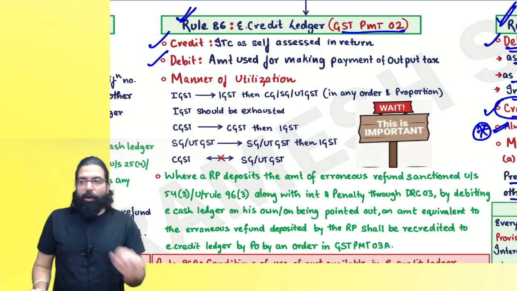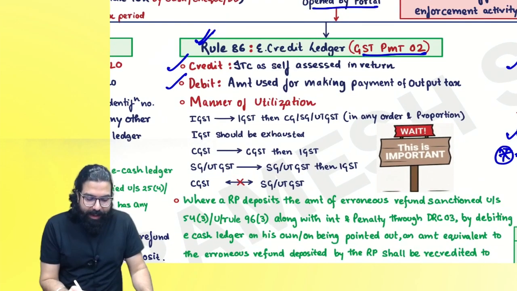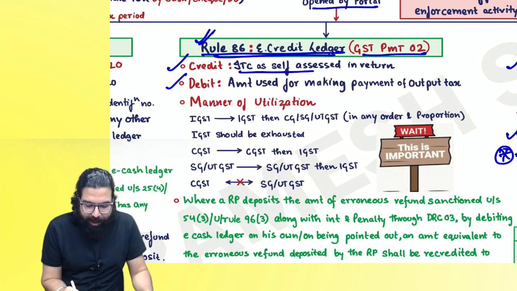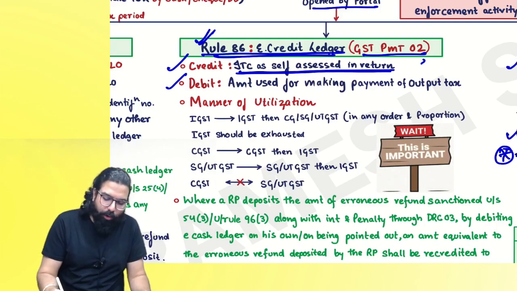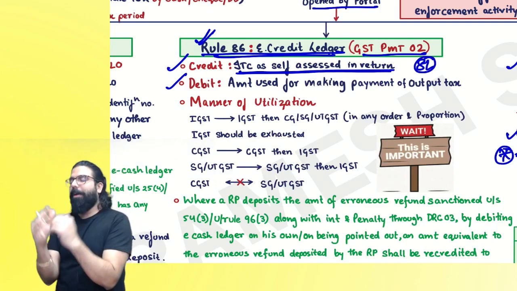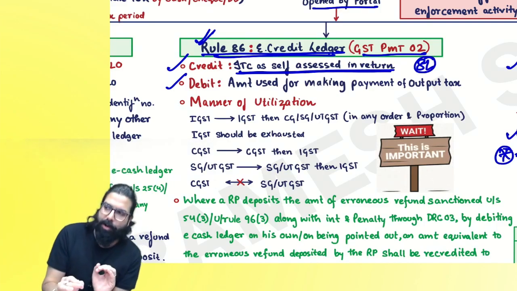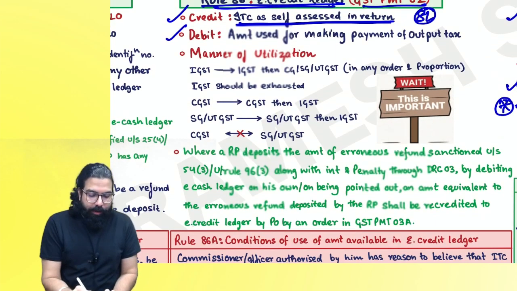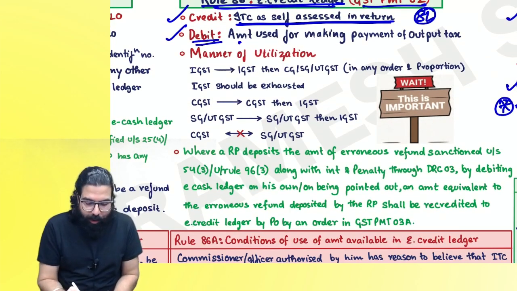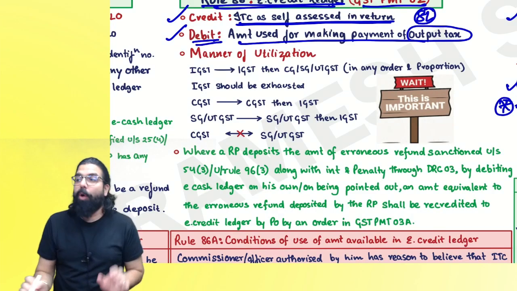Everyone over here, listen to me very carefully. What is the e-credit ledger? Whatever you declare in your return will be credited in the e-credit ledger. For example, you said 8 lakh rupees is appearing in my GSTR-2B, please give me the credit. It will come in your e-credit ledger. Now, what will you do with it? Always remember, you can use it to make payment of your output tax.